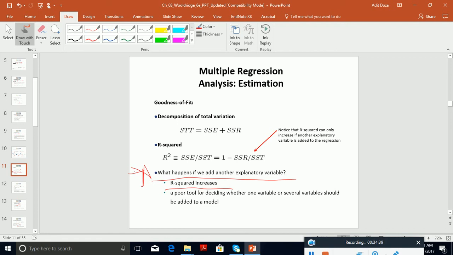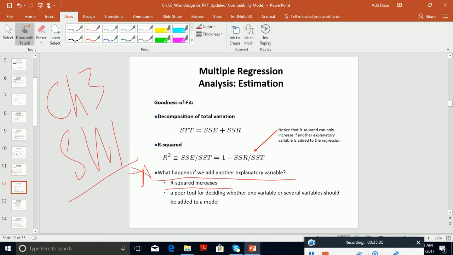So adding variables would increase R square. This is like a question, slide 11 of chapter 3. What happens when we add more variables in the model? You can write it would increase the R square, but may not improve the model. May not necessarily improve the model.